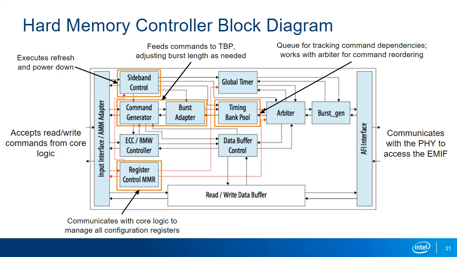The global timer block handles the timing for activation of external memory banks, as well as managing bus turnaround when the controller switches between reading and writing. Finally, the data buffer control block manages the read and write data coming in and out of the data buffer. It ensures that write latency requirements are satisfied and performs data reordering as needed. Data reordering is another performance optimization feature we'll look at in a moment.